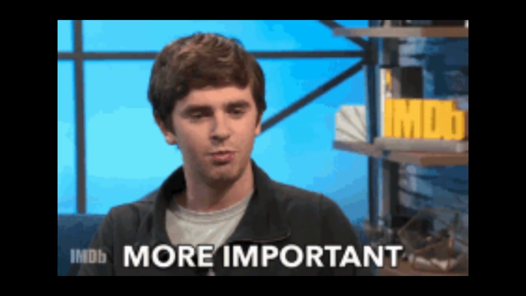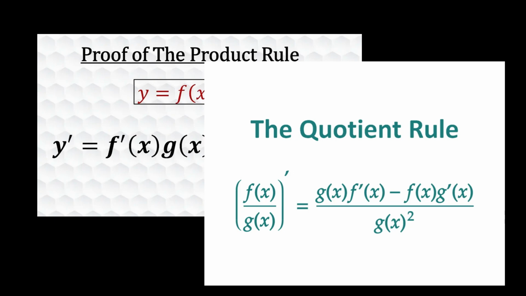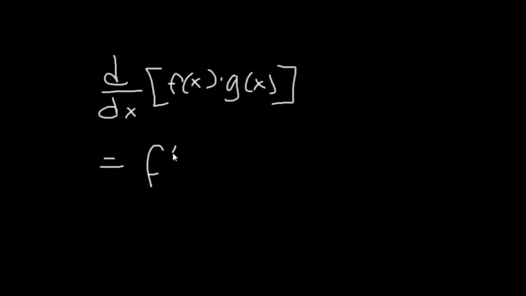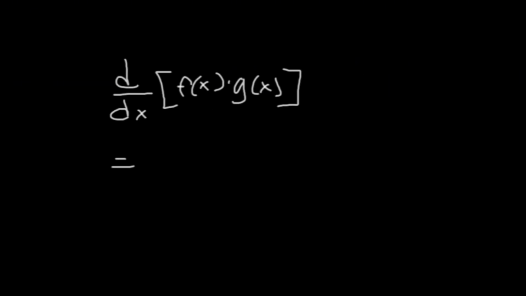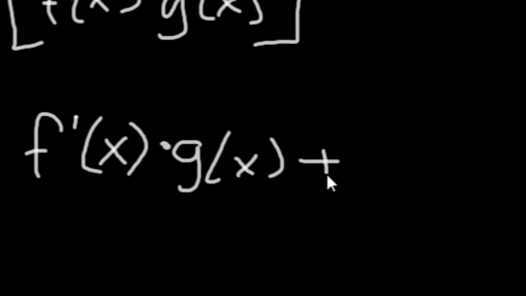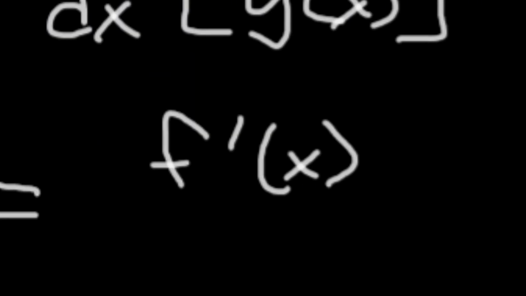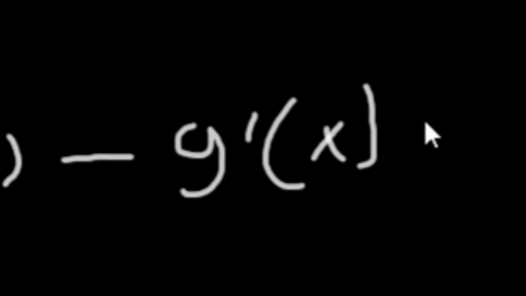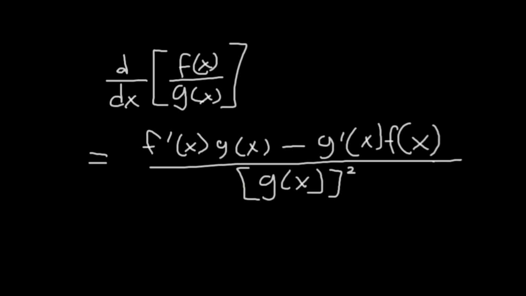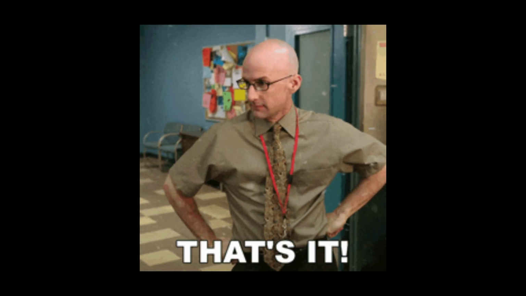Moving on to more important stuff are the product and quotient rules. F of x times g of x becomes f prime of x times g of x plus g prime of x times f of x. Think about it like this. Boom, meh, boom, meh. Quotient rule is similar. Boom, meh, minus, boom, meh, all over g of x squared. That was basically it.